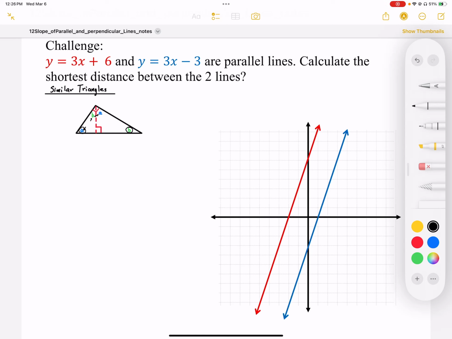In this challenge problem, we have two linear equations, both of slope 3. And so these are two parallel lines. And we are going to find the shortest distance between the two lines.